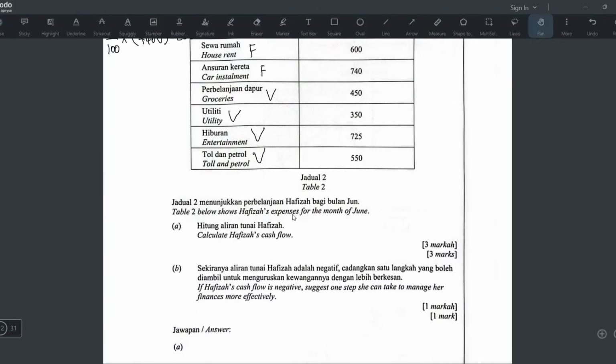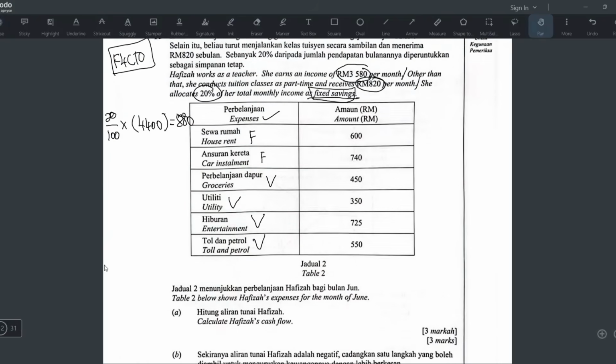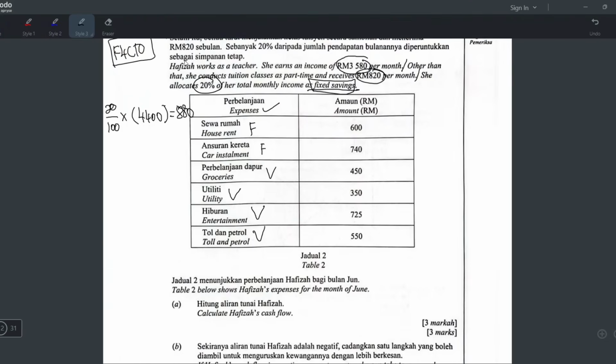Table 2 below shows Hafiza's expenses for the month of June. Okay, so this is for the month of June. Calculate Hafiza's cash flow. Alright, easy. So how to find cash flow? Okay, the formula to find cash flow is take total income minus total expenses.